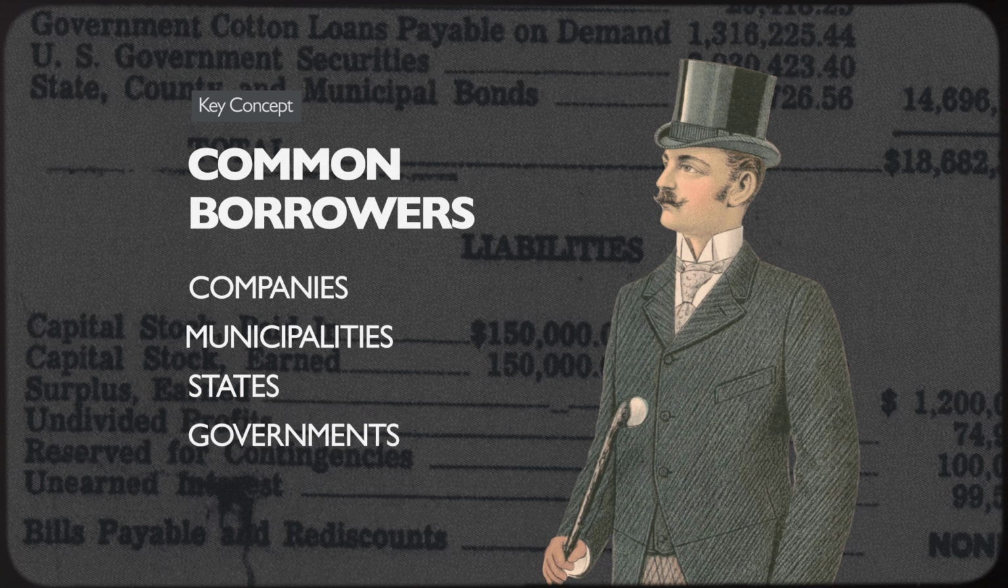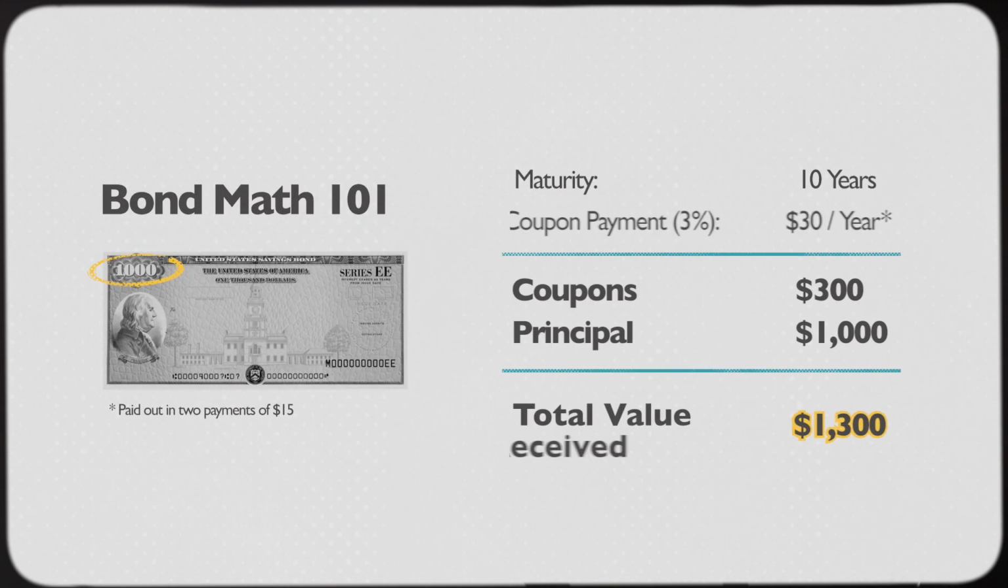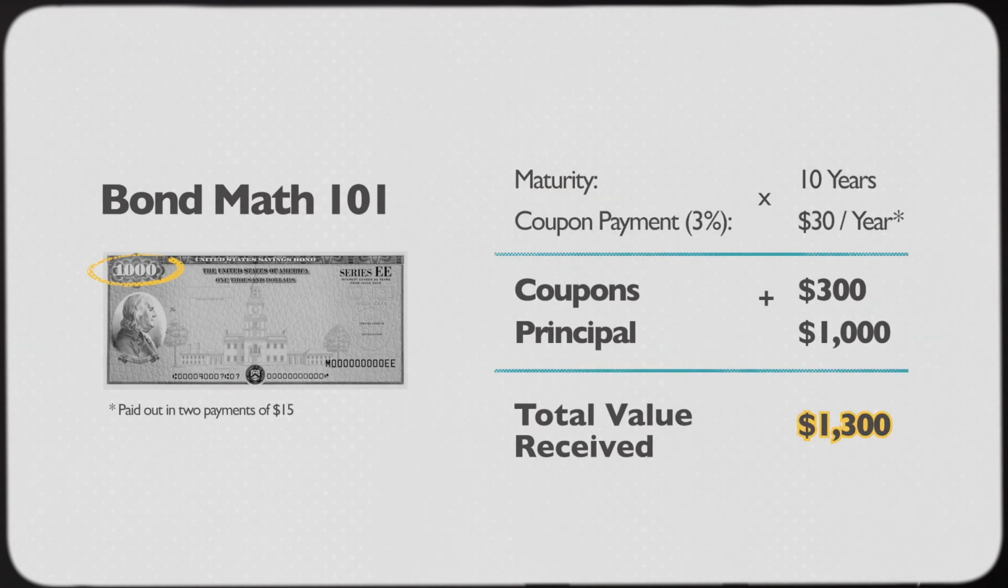For example, an investor buys a 10-year U.S. Treasury bond for the value of $1,000 with a coupon payment of 3% or $30 per year. They will receive twice yearly interest payments of $15, plus the original $1,000 at maturity after 10 years.